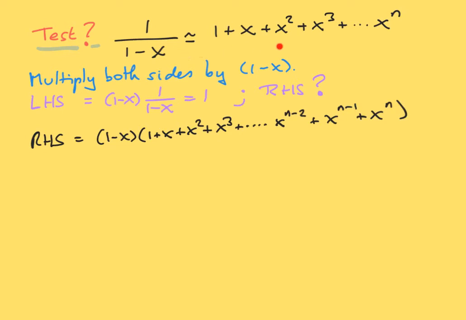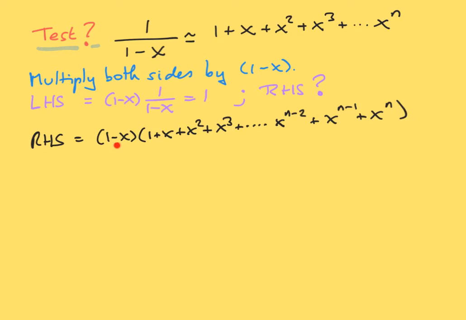So this is the result that we've just written down, and the test that I would like to do is just to multiply both sides by 1 minus x. And the left-hand side, if we do that, just gives us 1. 1 minus x times 1 over 1 minus x is 1. What about the right-hand side? Well, the right-hand side, I've written it out here. I've added a few more terms that are just hidden by these dots, just some of the penultimate terms.